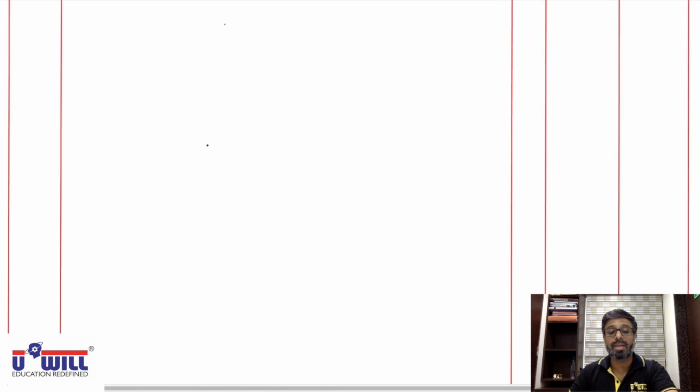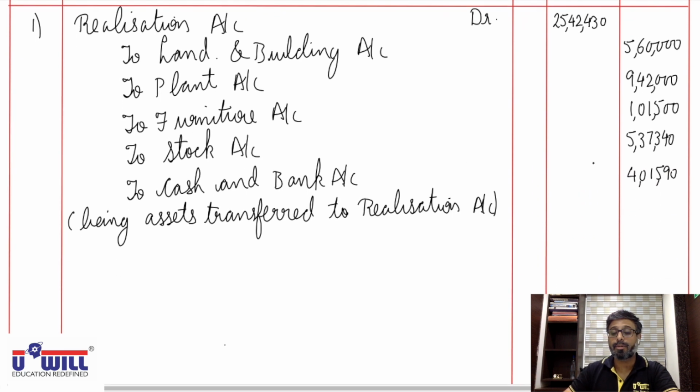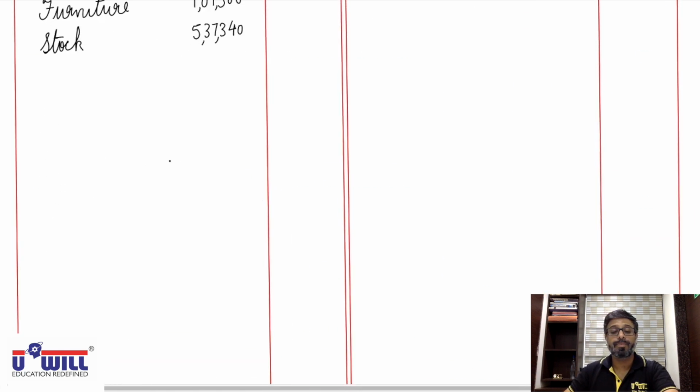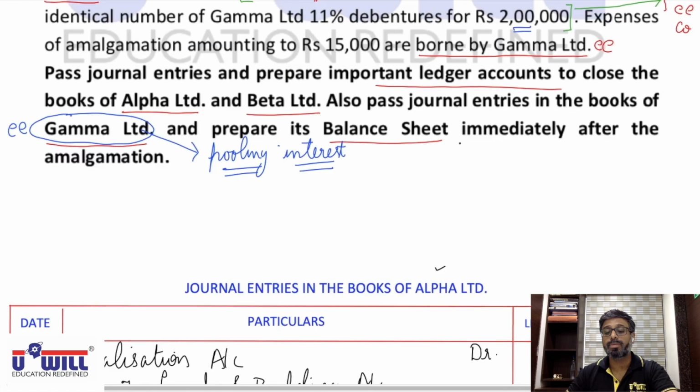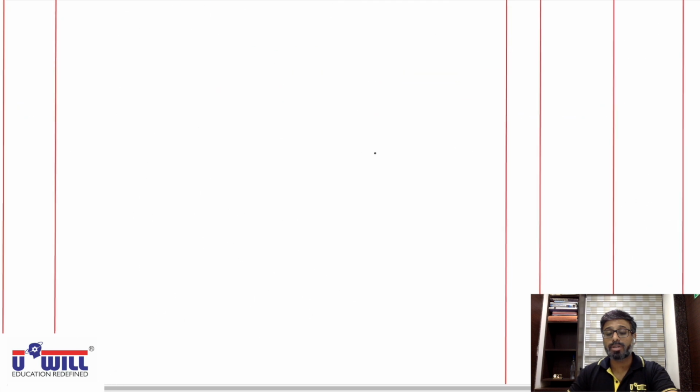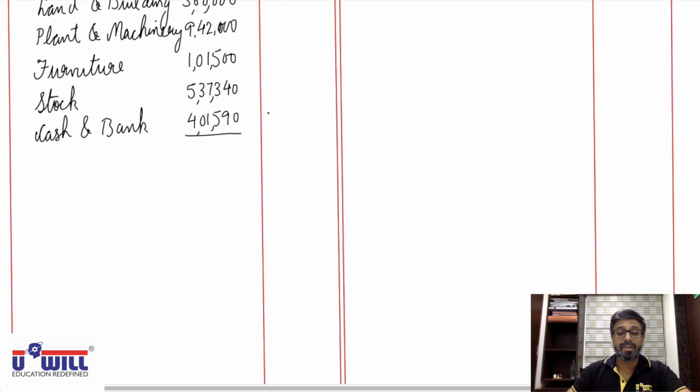Then after stock, we have cash and bank 401,590. Okay, cash and bank 401,590. Total will come to 25,42,430. Okay. Now if you keep it in mind that first 6 adjustments will have only one effect.